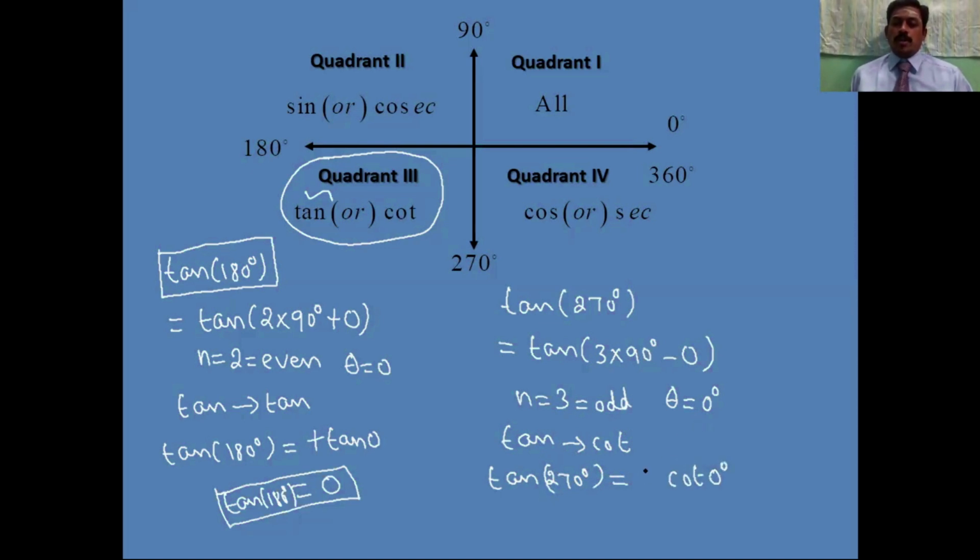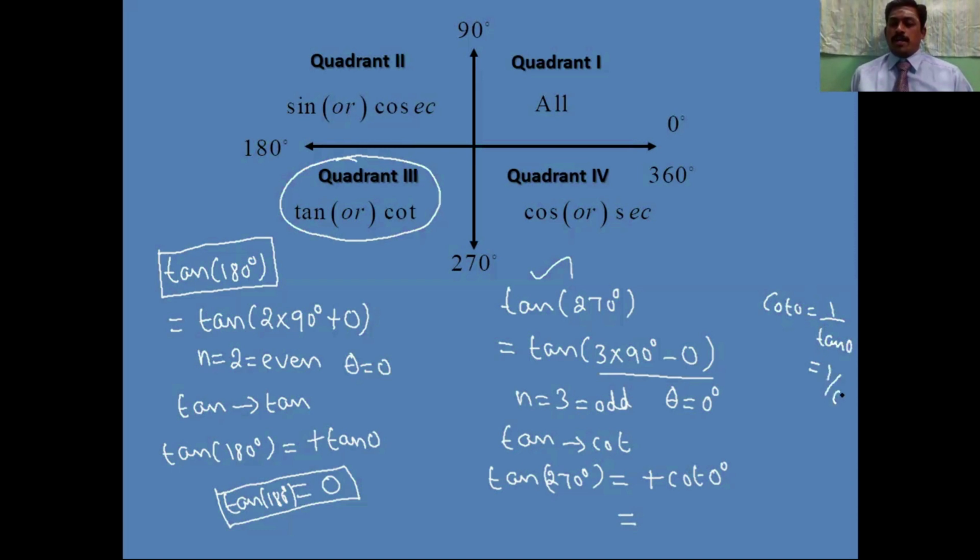We have to check the symbol now. Here I have considered 270 minus 0. 270 minus 0 means it lies in the third quadrant. In the third quadrant, tan is positive. Given value is tan 270 only. So therefore it is positive. Now cot 0, if you don't know cot 0, you just remember cot 0 equals 1 by tan 0. That is 1 by tan 0, and tan 0 is 0. So therefore 1 by 0 is infinity.